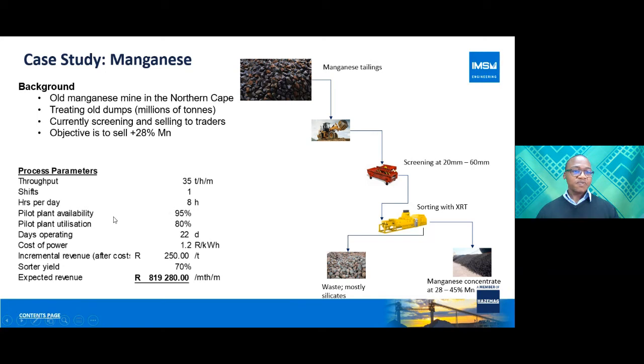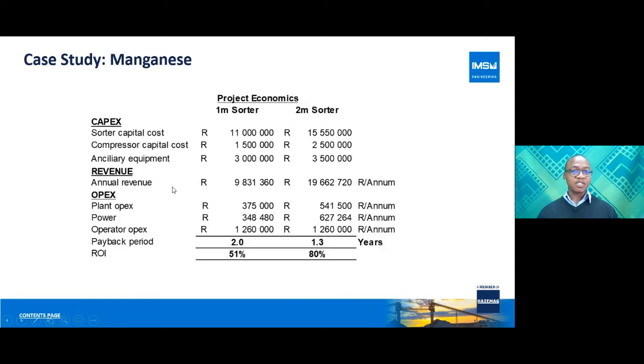The base case for this case study was a single shift, because that's how the mine is currently operating at present. What we found is that the payback period is about 2 years if we're using a 1 meter sorter, whereas if we use a 2 meter sorter, we have a reduced payback period of about 1.3 years. And the return on investment on each of these sorters ranges from 50% to 80% for the 2 meter sorter.